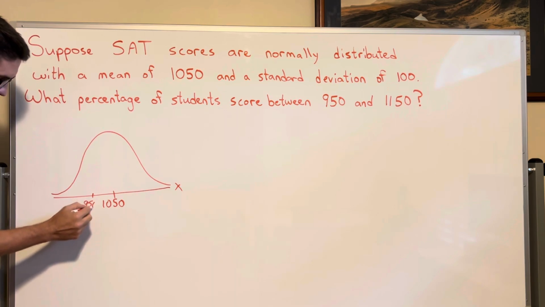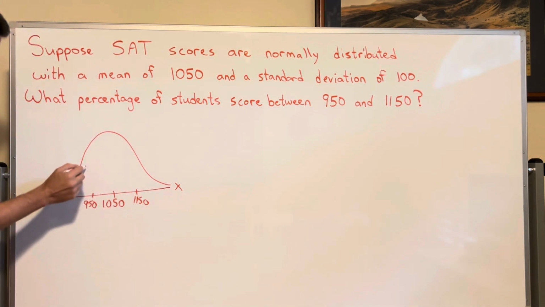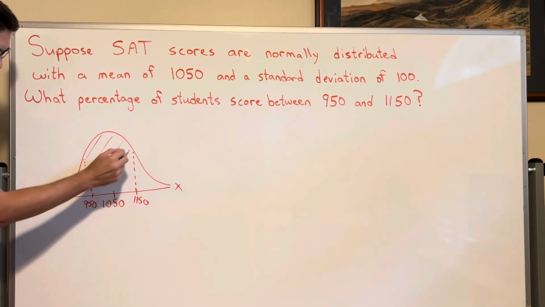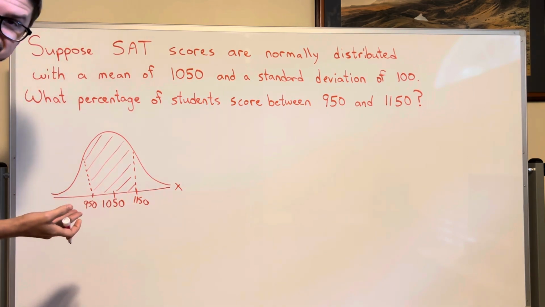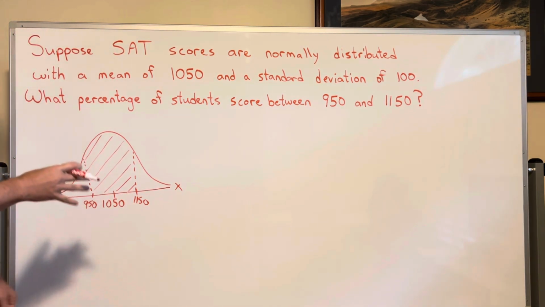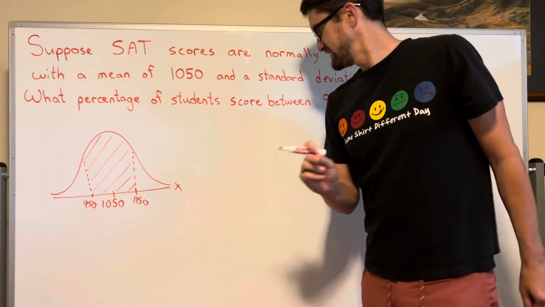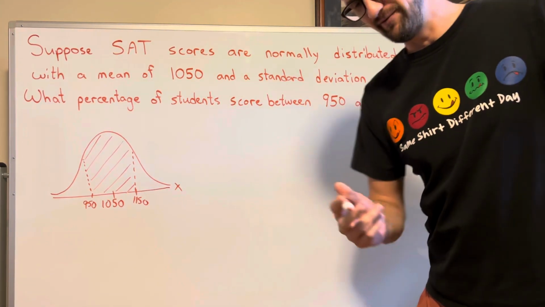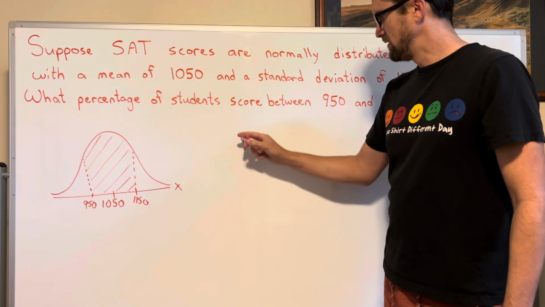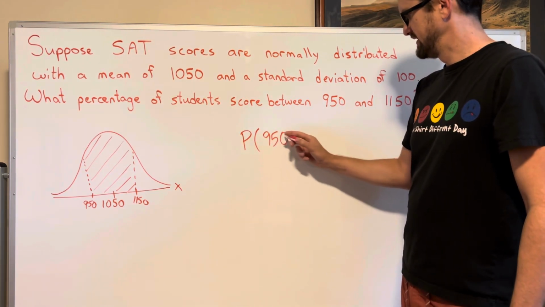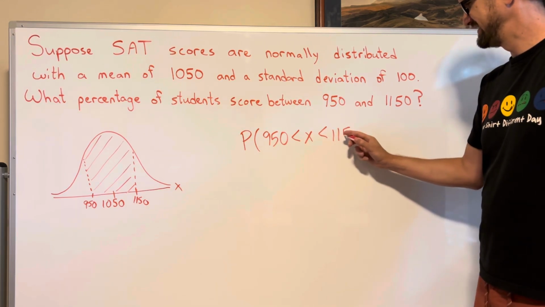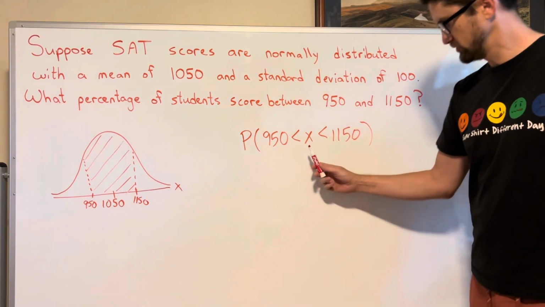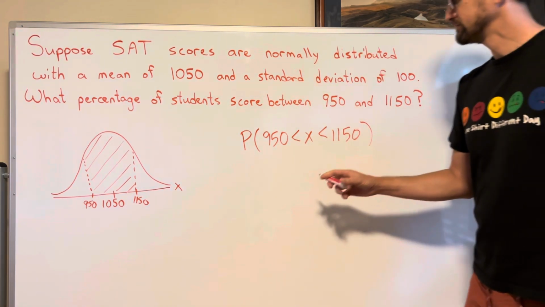So locate 950 and 1150, and the corresponding percentage is represented by this area. We need to calculate that area, and that'll give us the percentage of students that score between 950 and 1150. We can write this like this. This is the probability that the scores are between 950 and 1150.